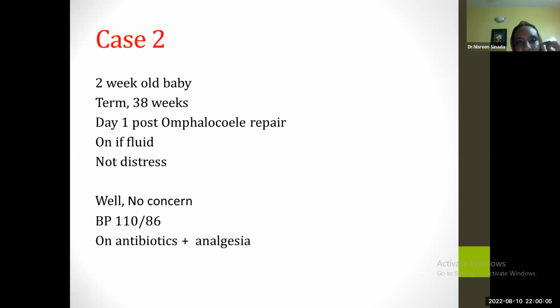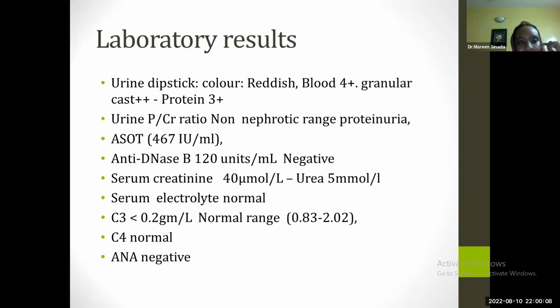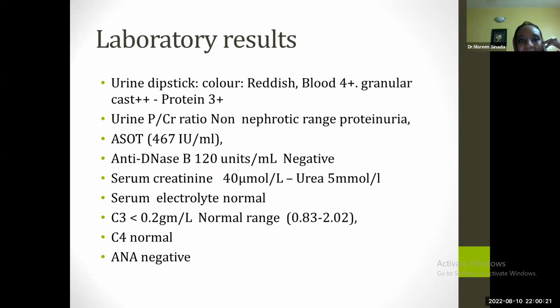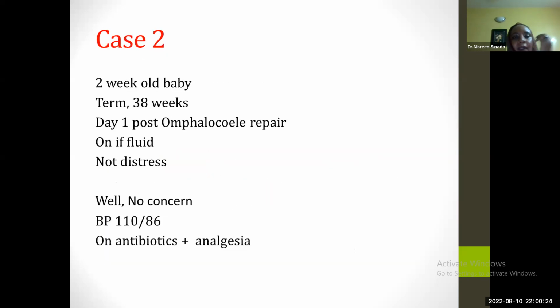We move to case 2. In any case, we need to do the same thing, like define the hypertension. Is it stage 1 or stage 2? Is it urgency or emergency, and primary or secondary, and how do you manage the patient? Case 2 is a 2-week-old baby, term 38 weeks, day 1 post omphalocele repair, on IV fluid, not distressed, well, no concern, and the blood pressure is 110/86. He is covered with analgesia and antibiotics.